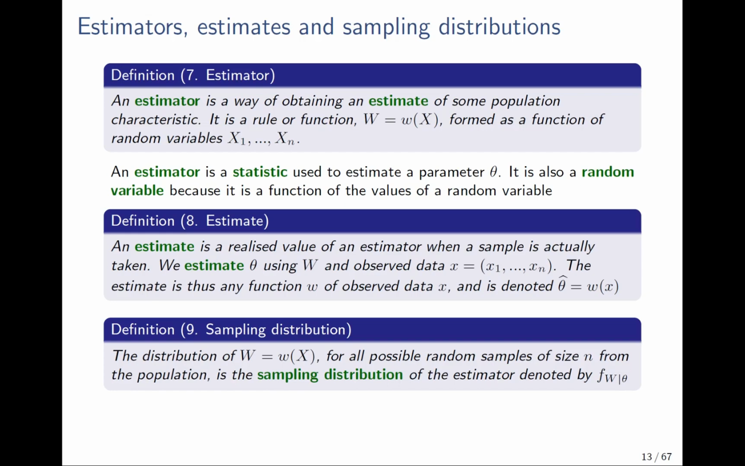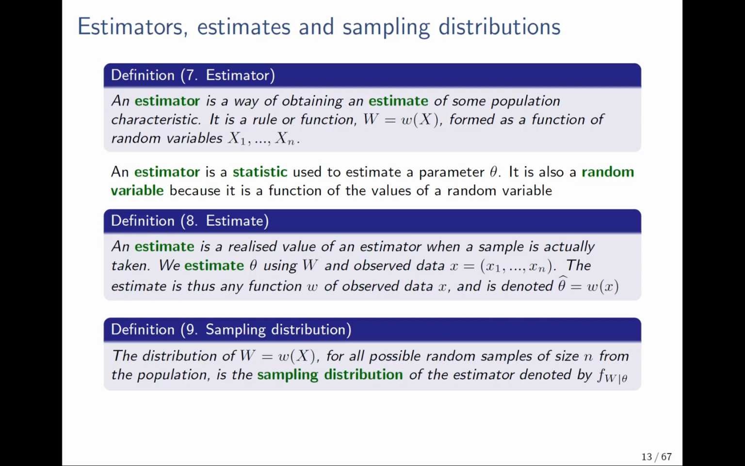Now, an estimator is very similar to a statistic. In fact, an estimator is a statistic. But let's just come up with a formal definition. An estimator is a way of obtaining an estimate of some population characteristic or parameter. Like a statistic, it's just a rule or function that we apply to a random sample. So it's formed as a function of random variables X1 to Xn. Again, notice the uppercase to denote the fact that we're dealing with random quantities.